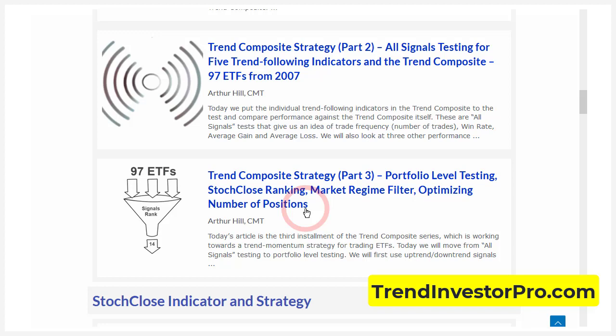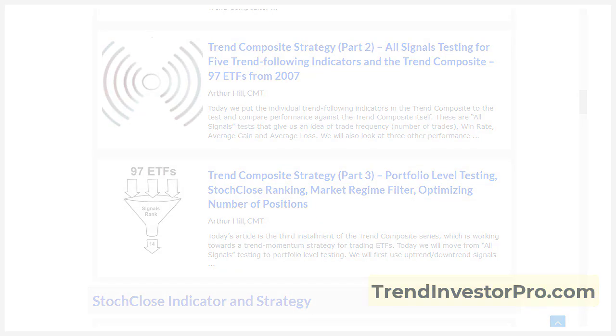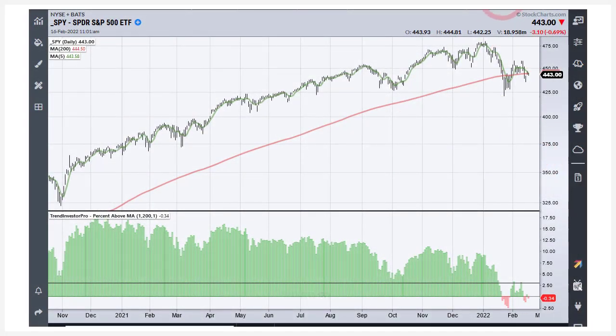And I showed the backtest results for that. And we're going to further this with a momentum aspect, an ATR Trailing Stop. And then I'm going to show you how to use the Trend Investor Pro table that shows the trend signals and the momentum rankings. So this indicator is the percent above moving average.